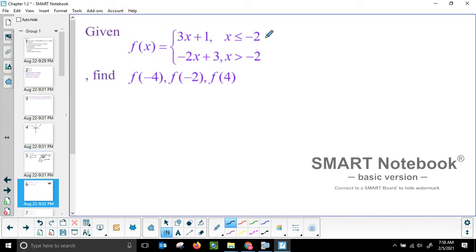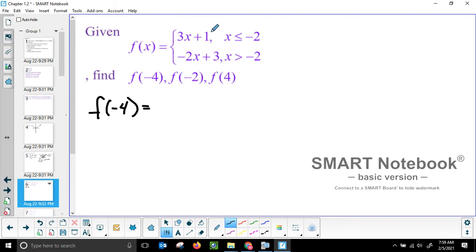Now we move on to a more commonplace piecewise function. All it wants us to do here is evaluate the piecewise function. So we're not graphing yet, we're not doing any of that stuff. All we have to do is evaluate. So first we want to find f of -4.